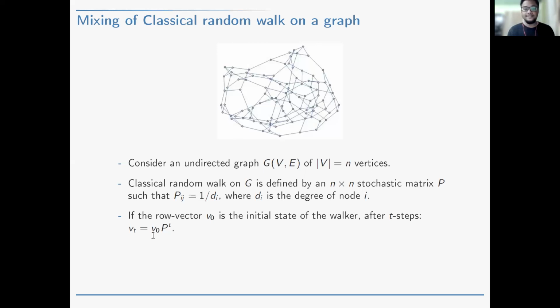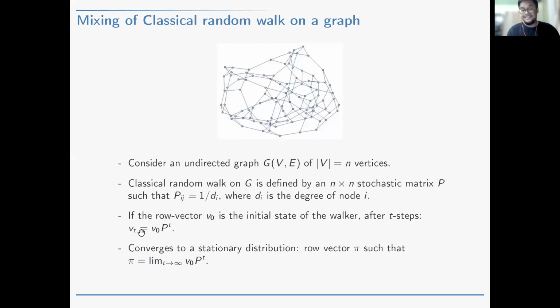So at every step, you end up with a new distribution over the vertices of this graph, a new row vector. This row vector tells you what the distribution over the graph is at that particular time step. So Vt is the distribution of the walker after t steps of the walk. That's as simple as that, the basic definition of a random walk.